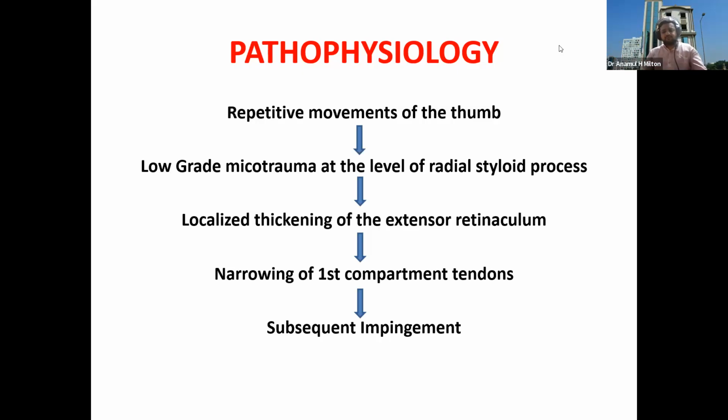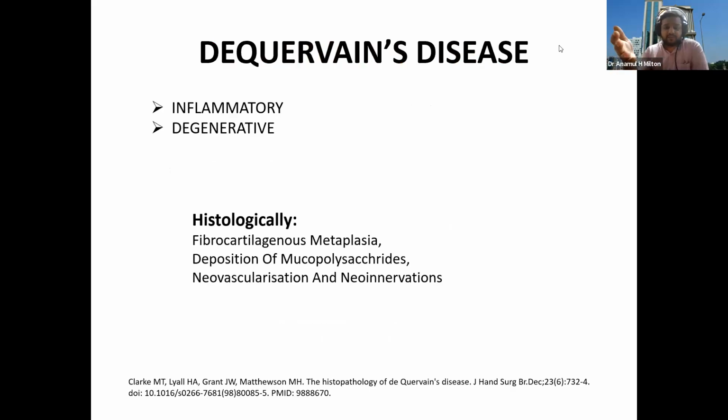Okay, so it is very important that it is very localized, and repeated trauma is the main factor for the generation of the pain. Subsequently it is impinged, and when we are working with the thumb, that causes this pain. It may be either inflammatory or degenerative change, and histologically we find fibrocartilaginous metaplasia and deposition of mucopolysaccharides. Actually, these are all microscopic findings, the histological findings. It is not our main part, but we have to know these things.